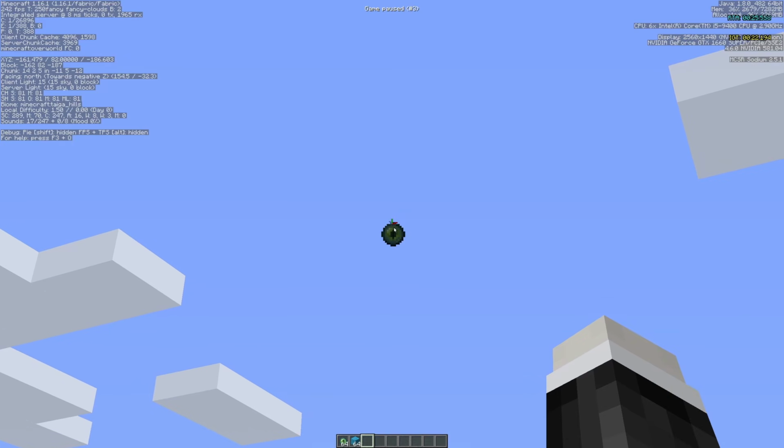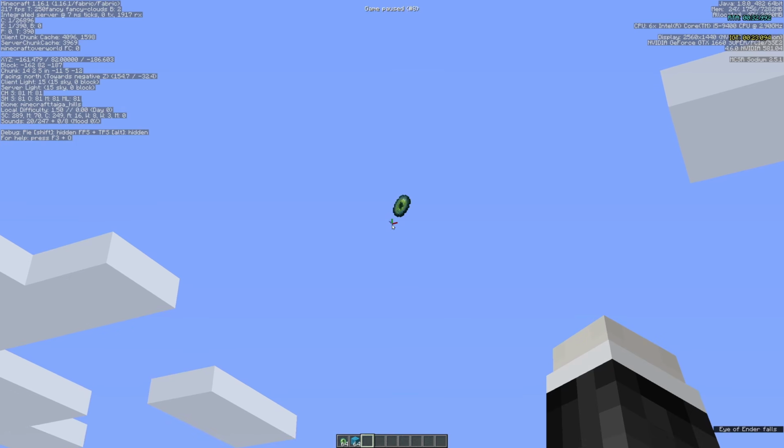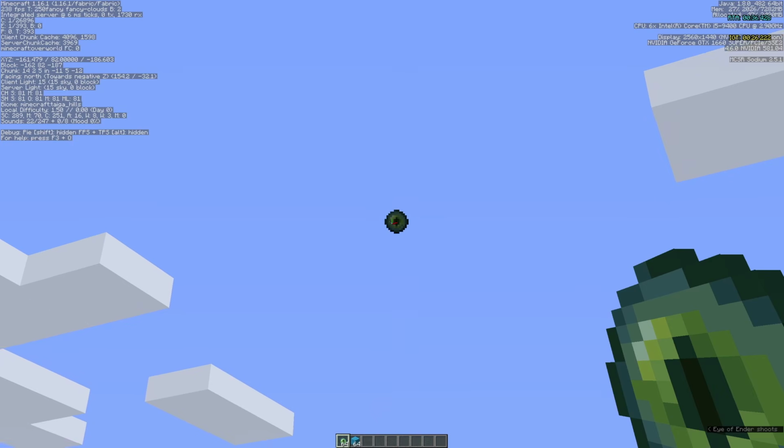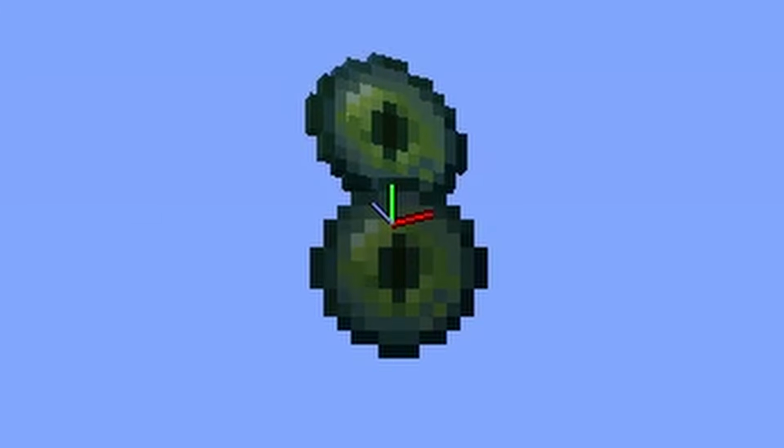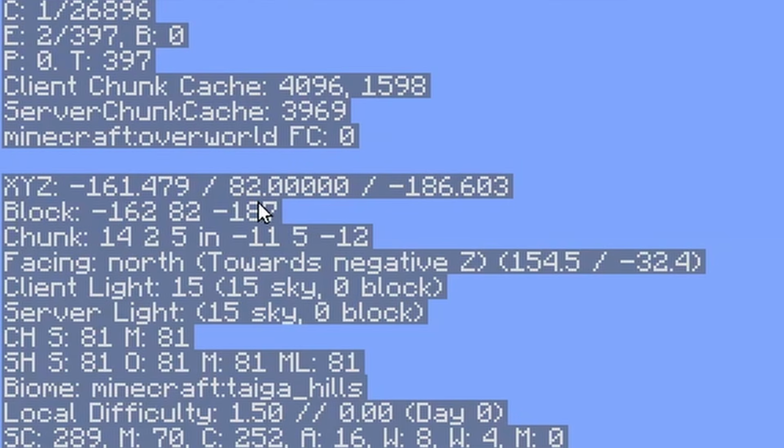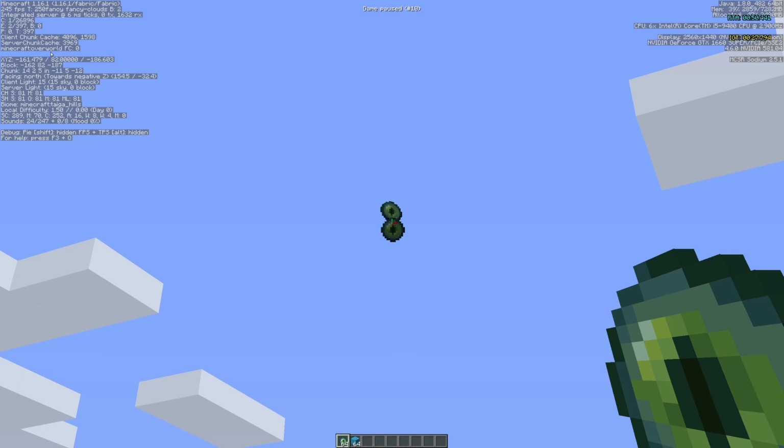Anyways, we're just gonna measure where this eye is. So you can see that it's pretty much lined up there. I might just line it up more, throw more, I guess. Why not? That's much better lined up. And so now we're gonna look at the information on the screen. The only ones that we care about are going to be the x coordinate, which is negative 161, the z coordinate, which is negative 186, and this angle, which is 154.5.